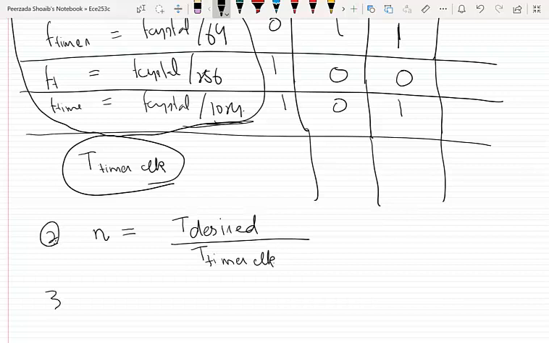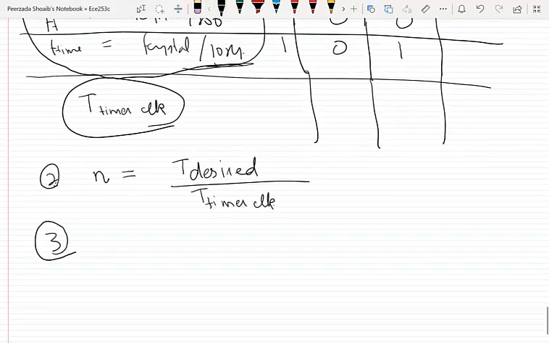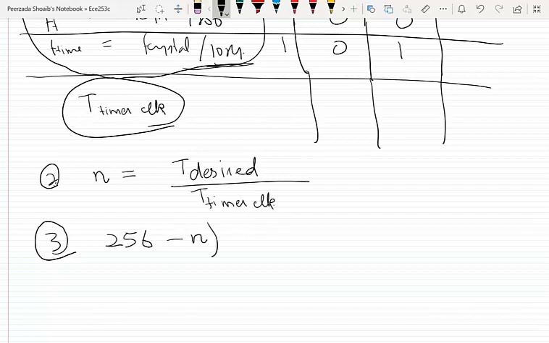In the third step, this number n will be subtracted from the highest number the timer counter register can reach. In our case, in timer 0, it is 256. That means 256 minus n. And then this number will be converted into hex and loaded in TCNT0.